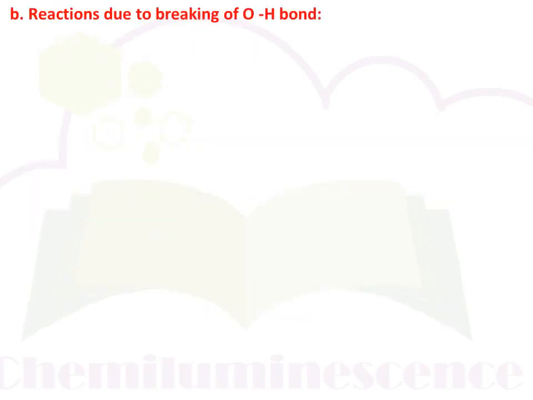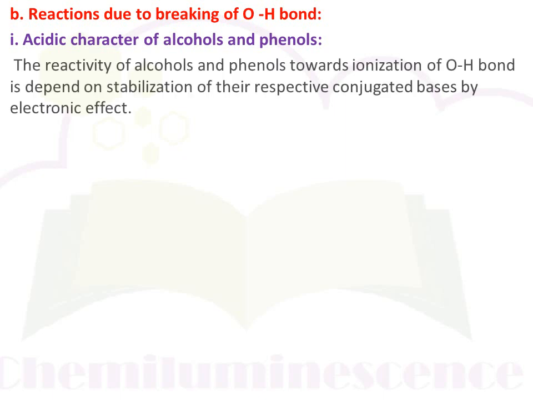Next is the reaction due to breaking of the OH bond. In that, the first one is the acidic character of alcohol and phenol. From laboratory tests, we understood that an aqueous solution of phenol shows weak acidic character, while an aqueous solution of alcohol is neutral. Hence, the reactivity of alcohol and phenol towards ionization of the OH bond, that is breaking of the OH bond, is different, and it depends on the stability of their respective conjugate bases.